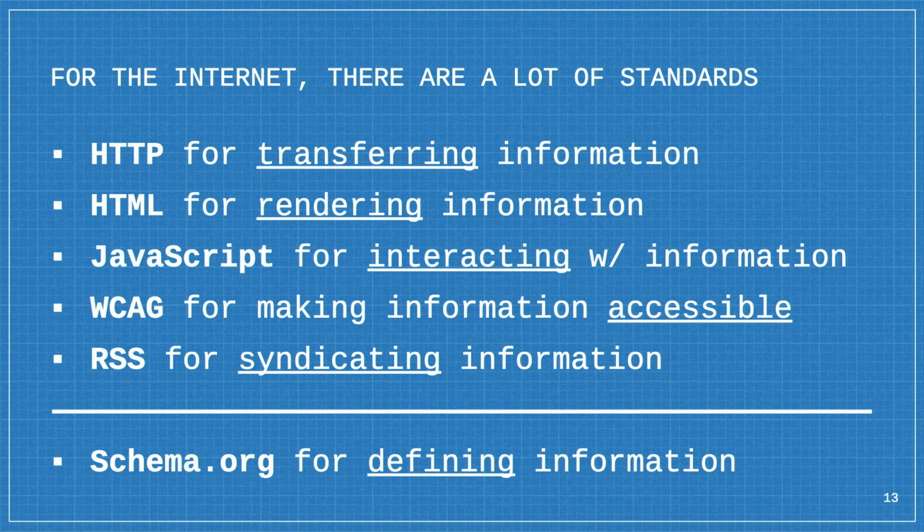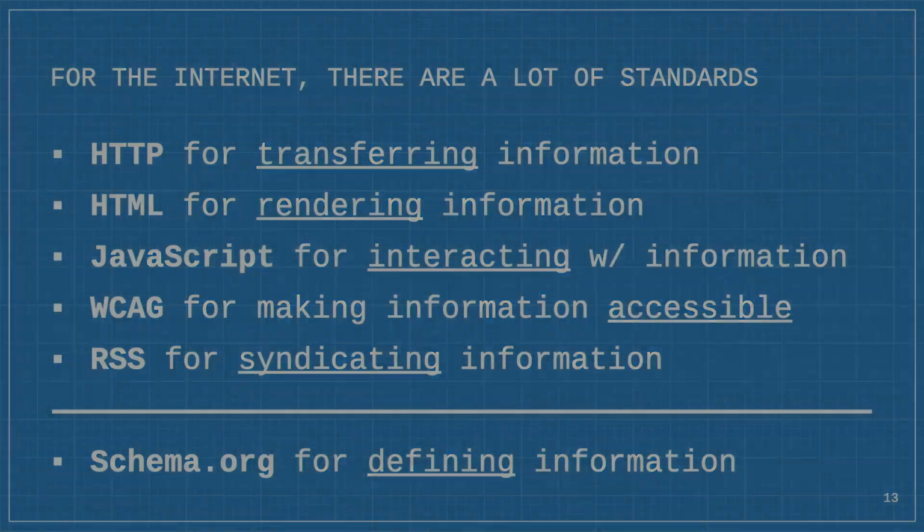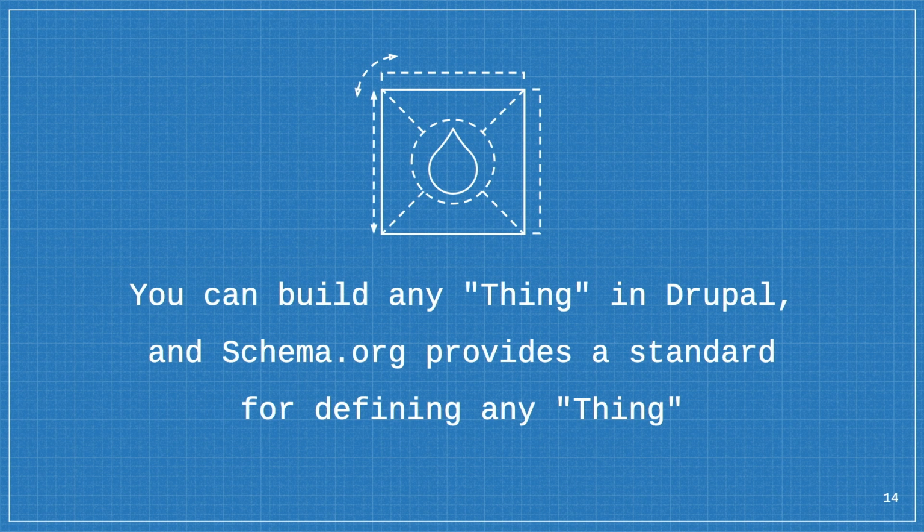And it's so important right now when we think about AI, and computers need to understand our web page. They might be able to scrape it, but they're going to miss something, unless you have schema markup underneath where they completely understand your event dates, when they're happening, what is the exact key piece of information you're trying to highlight on a page. And to bring it back to Drupal, you can build anything in Drupal, and schema.org provides a standard for defining anything.